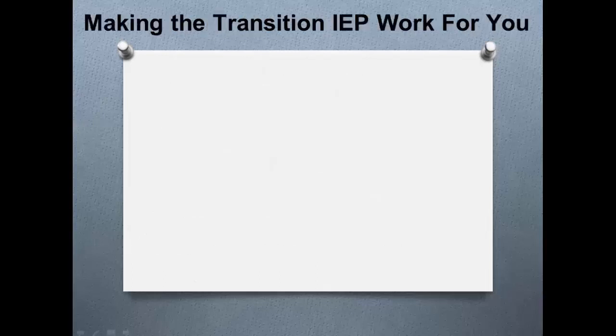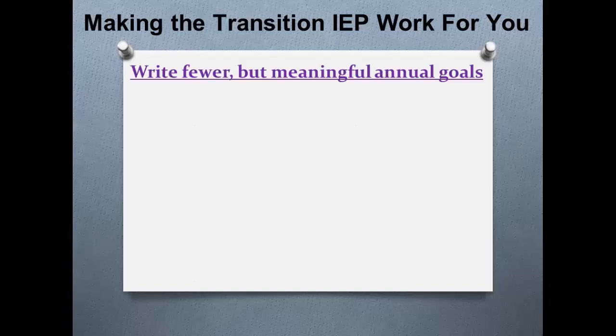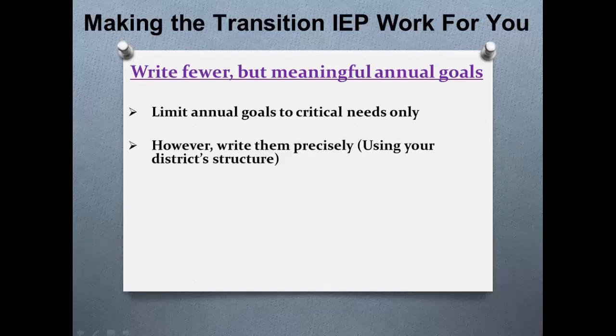Now that we've talked about some of the transition IEP components, we're going to talk about how to make the transition IEP work for you so that you can spend more time with your students and less time on paperwork. The first thing I want you to consider is to write fewer but meaningful annual goals. That means limit annual goals to critical needs only. However, when you do limit your annual goals to critical needs only, you're going to have to write annual goals precisely using your district structure.